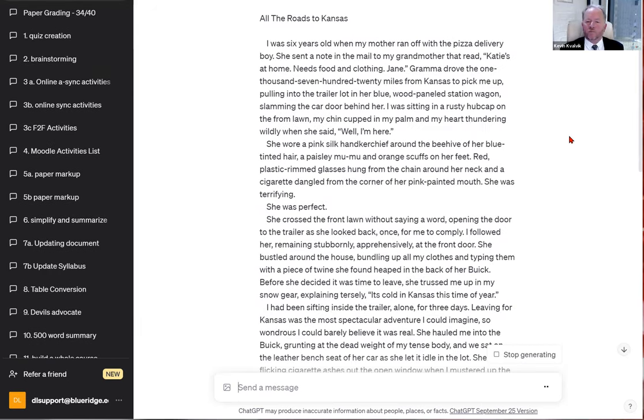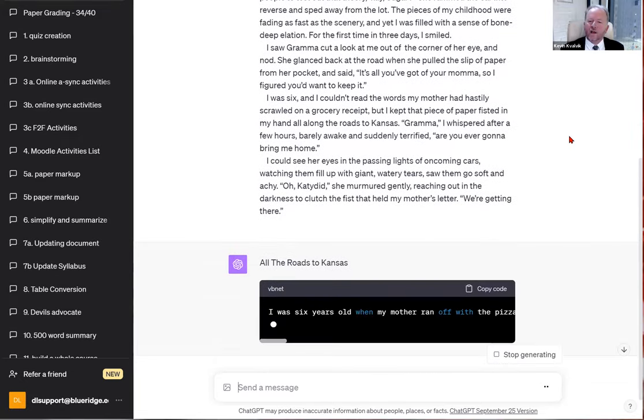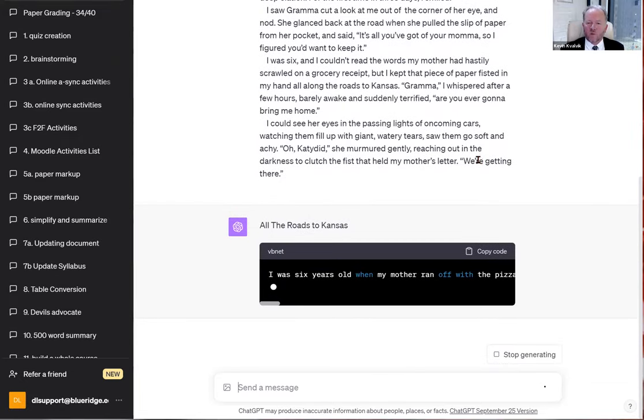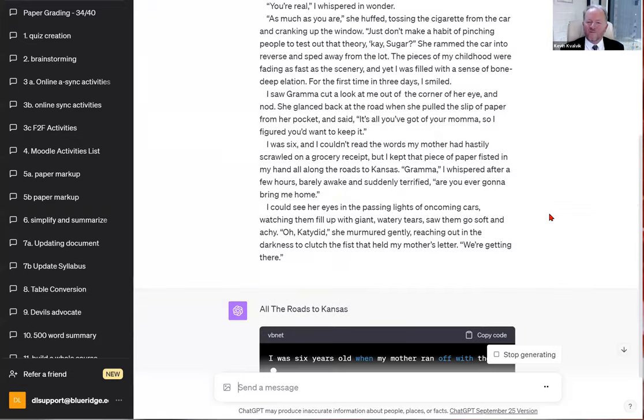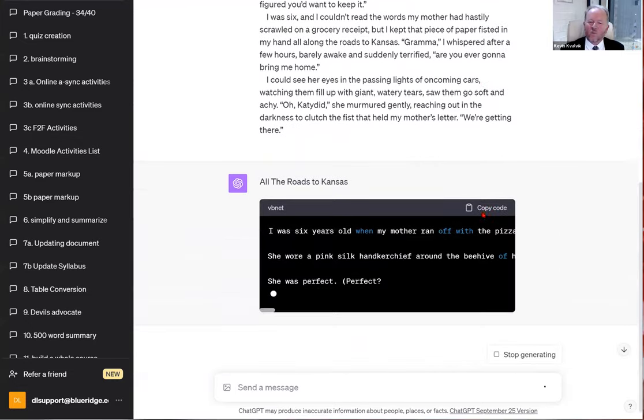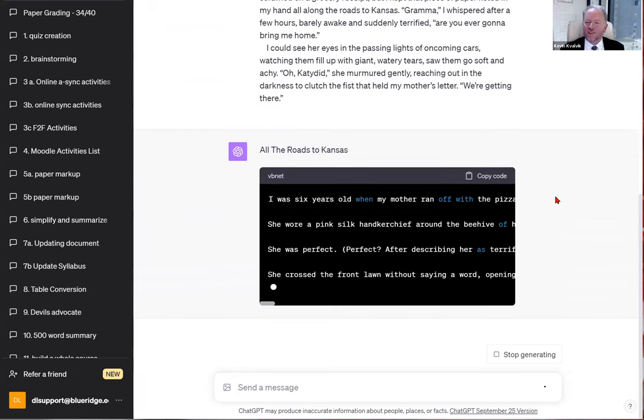So here we go. As it generates, it comes out down there. Uh-oh. Looks like the one I'm doing is putting it as code.